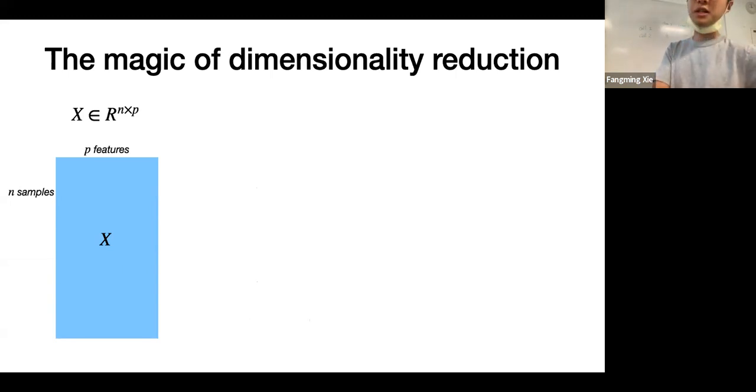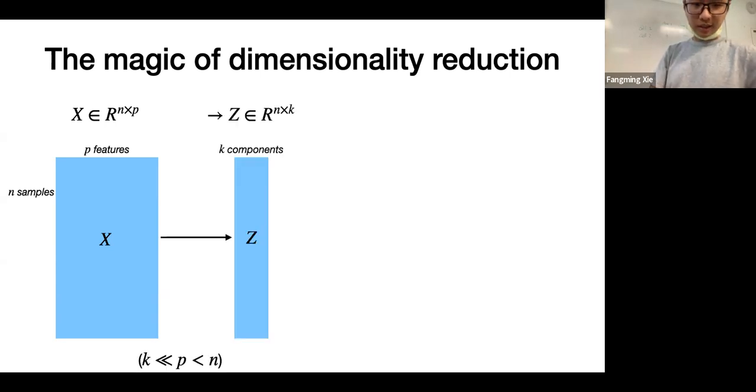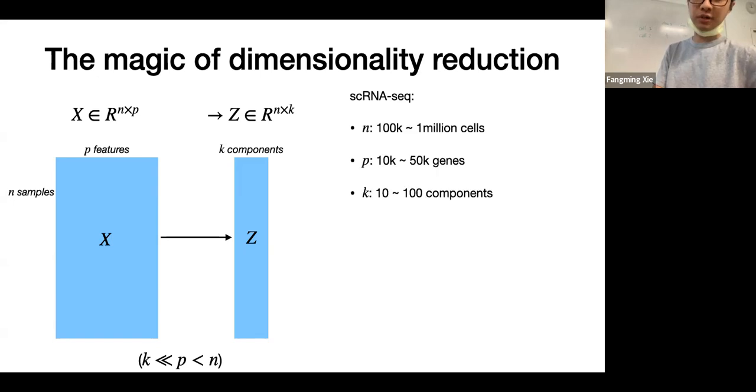First of all, what's dimensionality reduction? Dimensionality reduction claims that if you have a big matrix, you can compress it to a much smaller one without losing much information. In our case, you have n samples or n cells and p features, where p is the number of genes. You can compress it to a much lower number of components, k. In single-cell RNA-seq, n is about 1 million cells, p is about 10,000 genes, and k is about 10 to 100 components. In spatial transcriptomics, in our data set, p is about 500 genes, and k, let's say, is about 10 to 20, which we'll do in a few.